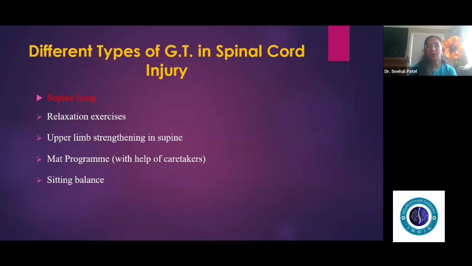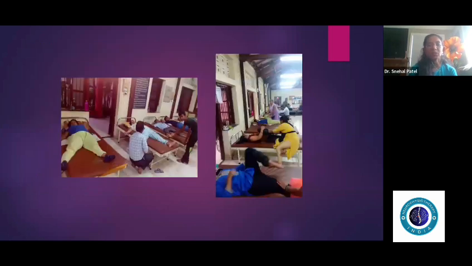First you can start with the supine lying. There are a few exercises like relaxation exercise, breathing exercise, upper limb strengthening in the supine, mat program with the help of caretakers, and sitting back. So if you can see this picture, on the first picture, supine lying, the patients can do the passive movements with the help of the caregivers or family members or with the therapist.